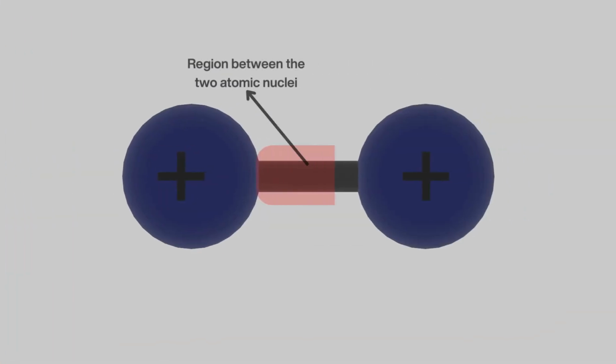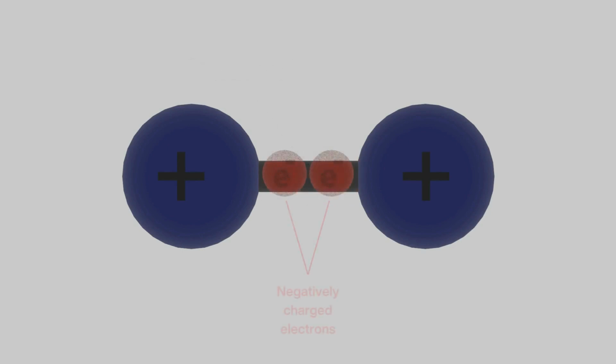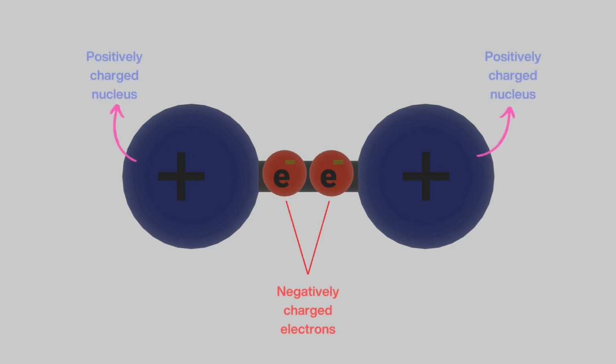In a covalent bond, the shared electron pair is located in the region between the two atomic nuclei. The negative charge of the electrons is attracted to both positively charged nuclei, creating a strong attraction that holds the atoms together. This electrostatic attraction is the key reason why covalent bonds are strong.